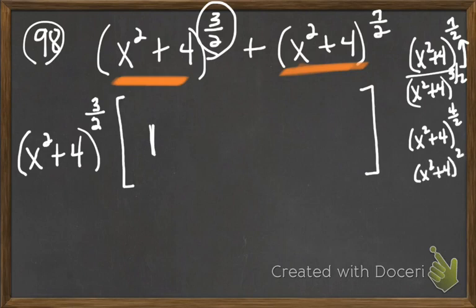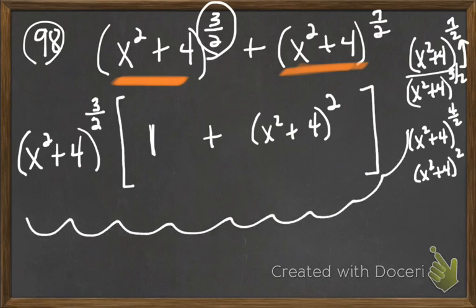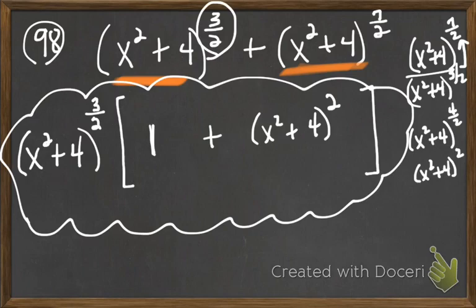So when you divide x squared plus 4 to the 7/2 by x squared plus 4 to the 3/2, you actually get x squared plus 4 squared. And we'll let you leave your answer just like that. Alright, hope these examples help when you're doing your homework tonight.